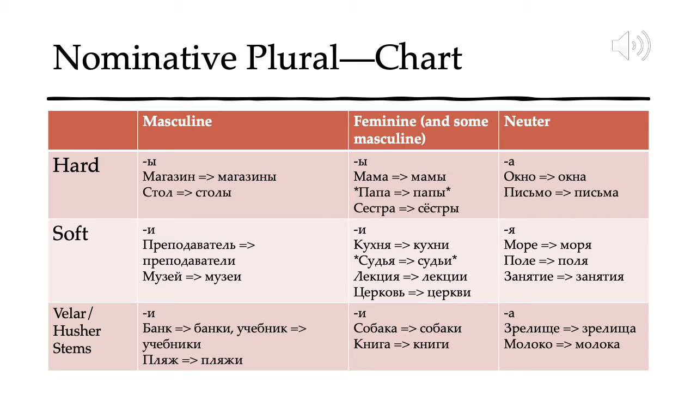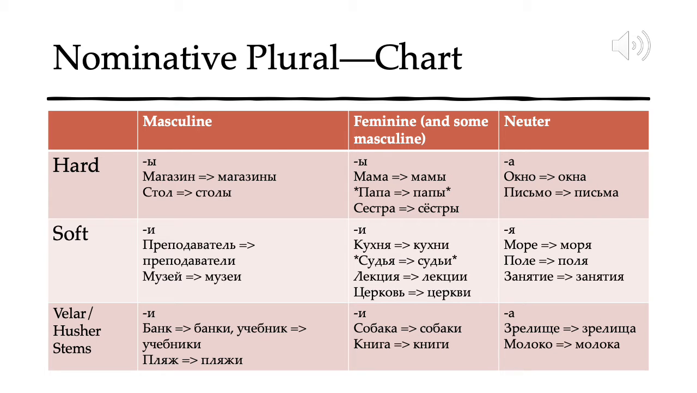Now let's look at mainly feminine, but some masculine nouns. These are those that end in a and ya. If they end in a and they are hard stem, the a is going to be replaced with an i. So mama becomes mamy. Papa, which is grammatically masculine but ends in a, becomes papy, just the same as mama becomes mamy. And then we have, for example, sestra becomes sestry.